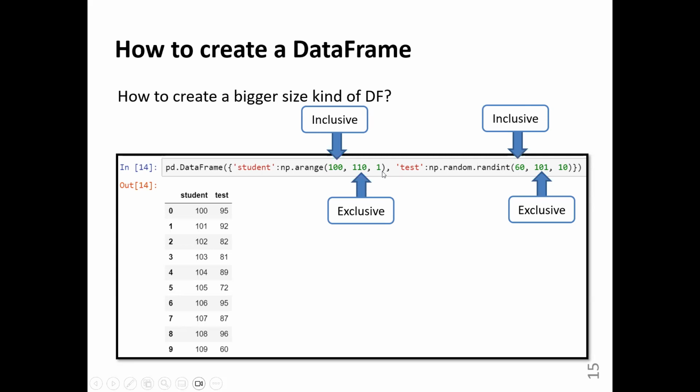Look at this one, please. Yes, one is the step, and the next one, I couldn't recognize what this is. So we say randint 60, 101, and 10. Is it a 10 step or something? What's this? Anyone has any opinion? Yes? Sorry? Length of the column. 10 is the length of a column.